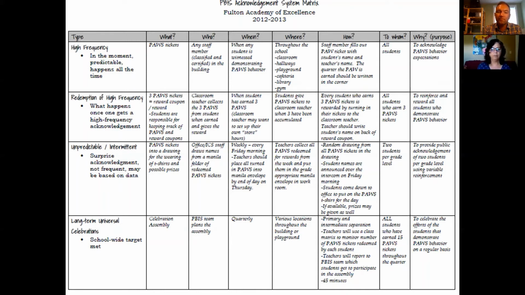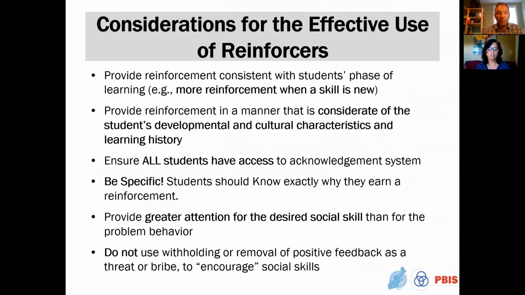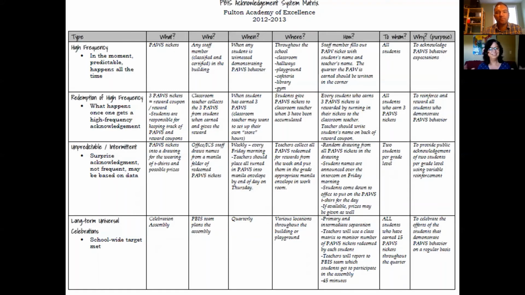Because sometimes some specific reinforcers might be used to acknowledge a specific behavior like on time to class. And you can see here that there's high frequency reinforcers that actually can get turned into intermittent reinforcement by collecting them and picking a few out of a jar once a month, or saving them all up until a class or grade level fills up the bucket and then they get a prize. And we really want to remember to have those long-term celebrations so the entire school can participate in celebrating accomplishments.